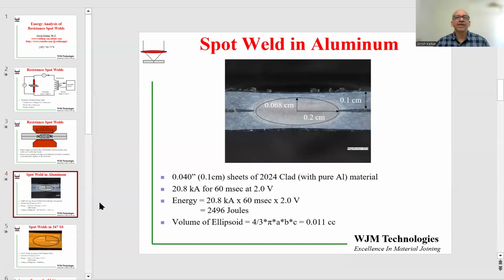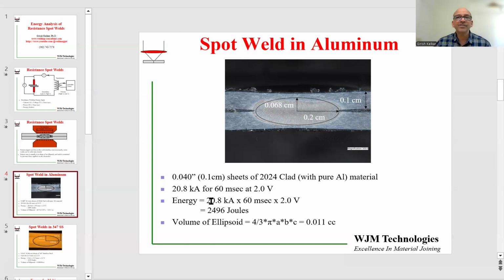Here we see a spot weld in aluminum. These are two sheets of aluminum. Each one is about 40 thousandths or about 1 millimeter. And this is 2024 clad aluminum. So 2024 is an aerospace alloy, aluminum with a small amount of copper. And on the surface, it is coated with pure aluminum for corrosion protection. In this particular weld, the weld was made at 20.8 kiloamps for 60 milliseconds with a voltage of 2 volts measured at the electrode holders.